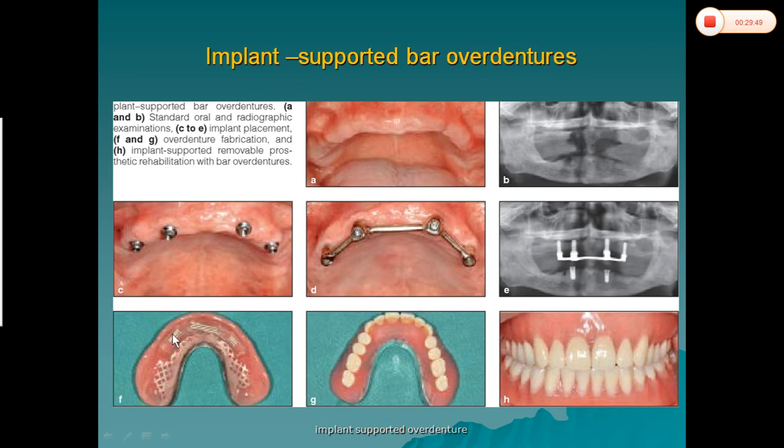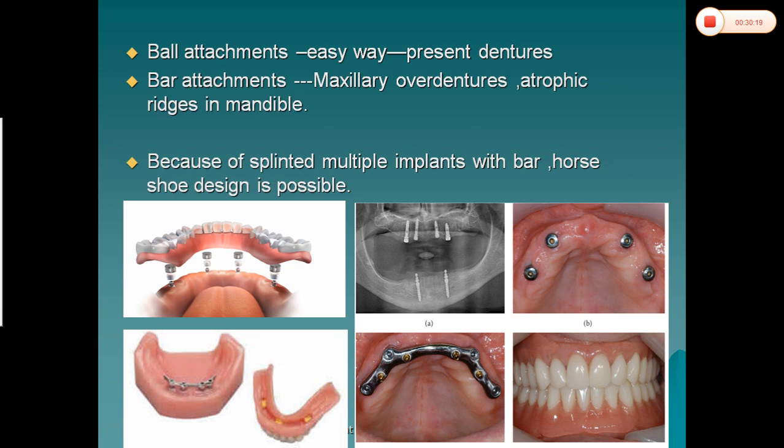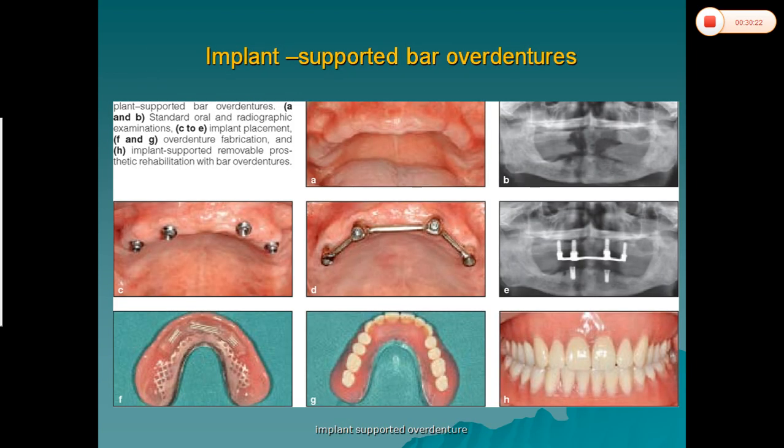See here, maxillary dentures, when they are bar retained, are modified like a horseshoe. If you remember, in a maxillary complete denture we have to cover the palate also, but here the implants are positioned and they are splinted with a bar. Here the maxillary denture has been modified into a horseshoe shape and gains support from the bar. Because of multiple implants splinted with a bar, the horseshoe design is possible. By doing so, the patient will be happy to gain proper aesthetics, and they will have proper phonetics.